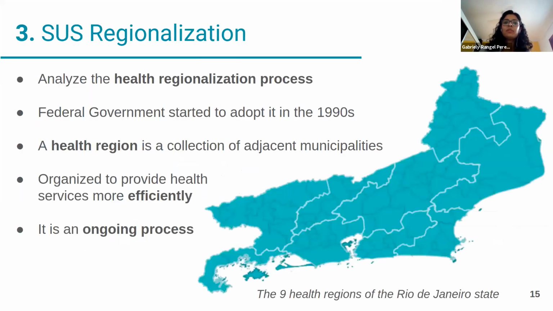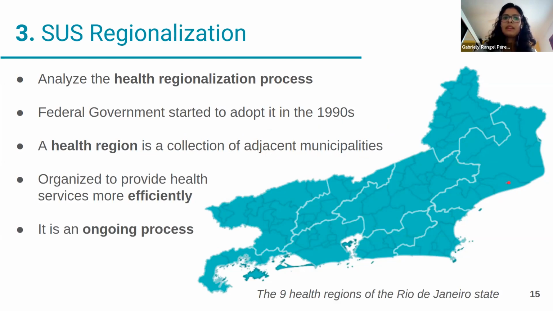Now we're going to show the third project, the SUS Regionalization. And this project aims to analyze the health regionalization process here in Brazil. So in the 1990s, the federal government started to adopt a health regionalization process here. So what is it? Ideally, a health region should provide enough health services for all your patients or your population. And here, a health region is defined by a collection of adjacent municipalities.